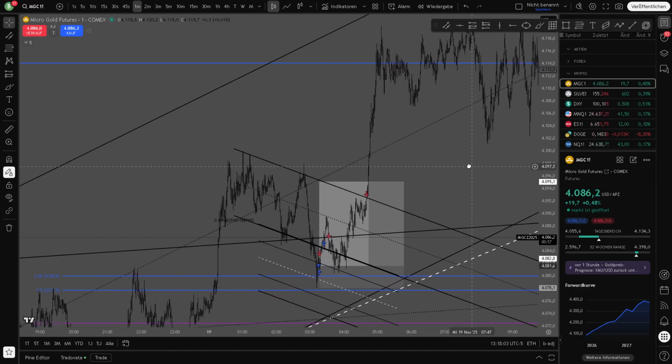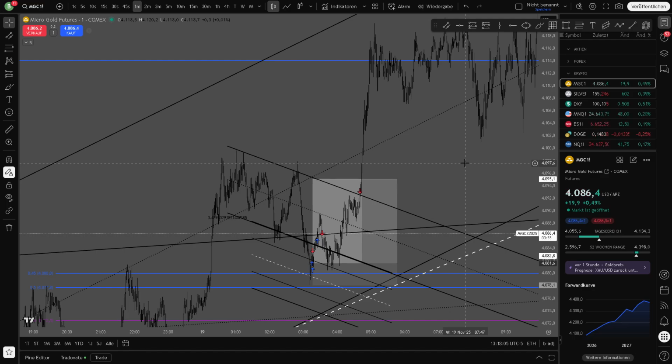But yeah, I really don't want to take too much risk when entering in the same direction with two different positions, because if the bias is wrong, then you have two losses, and this is not necessary.